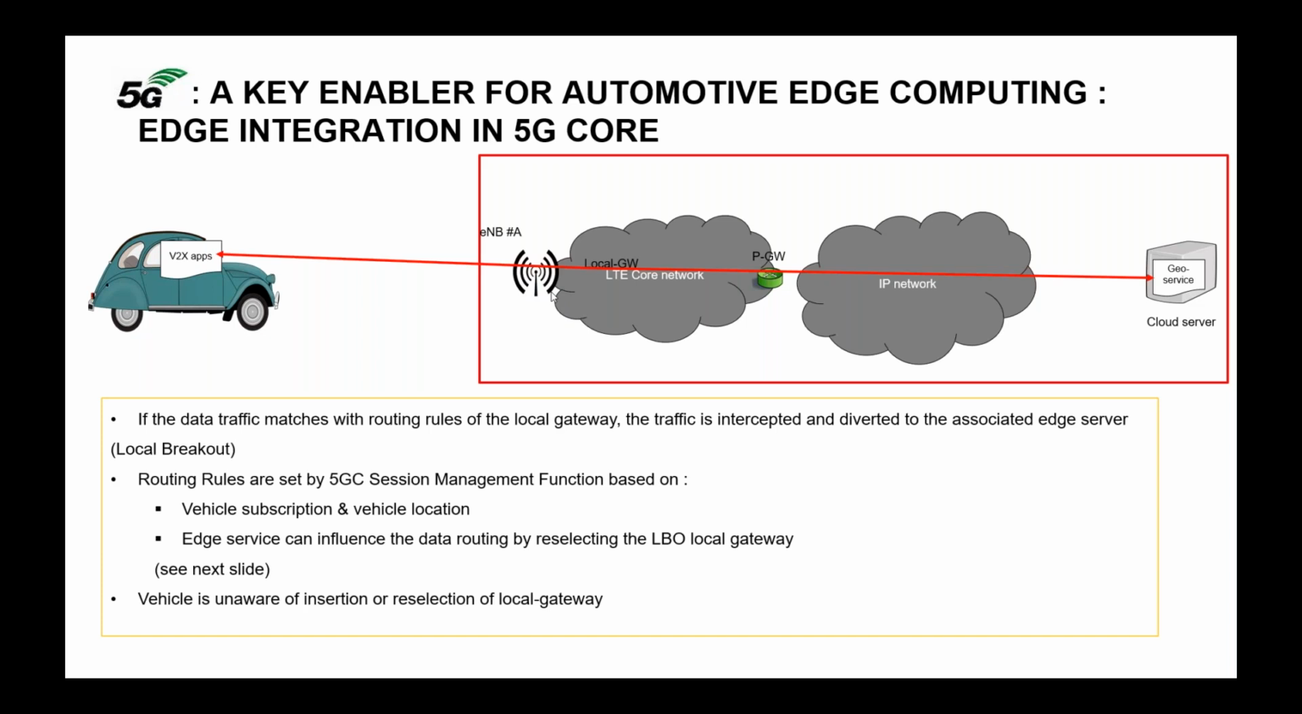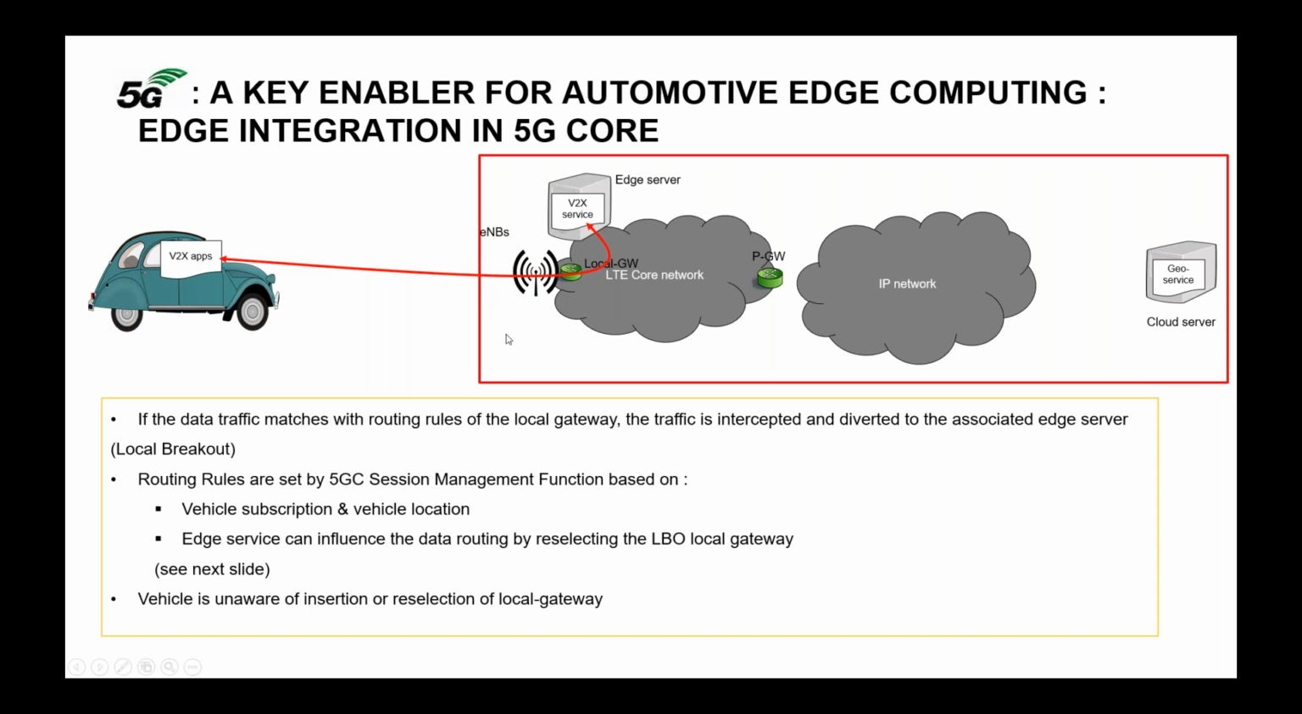If some data traffic rules are matched, a local gateway co-located with the base station can intercept and divert the traffic to this local edge server, and the data can be locally processed and consumed. So the path is much shorter because they are processed and consumed very close to where they are generated. This is called local breakout.